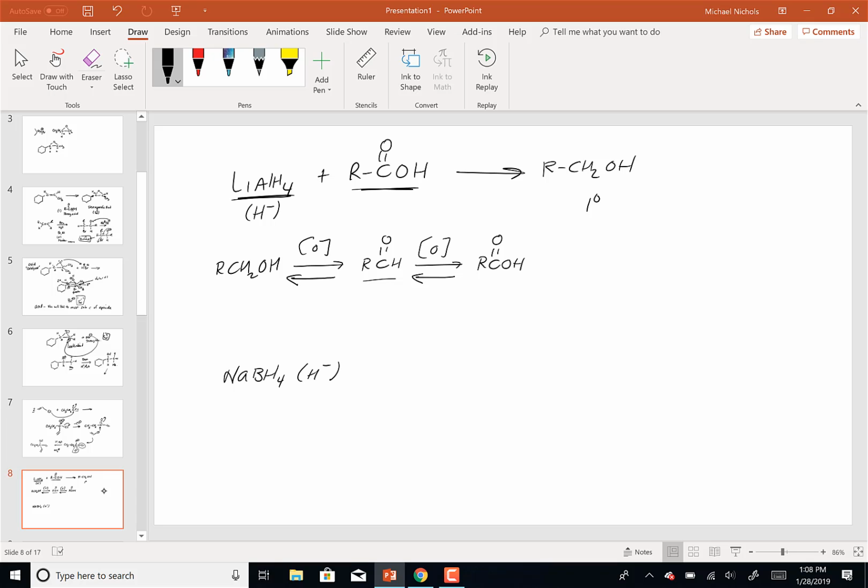So that's the oxidation reduction scheme for primaries, up to carboxylic acids and back down again. What else? Can you go over C? Same time.